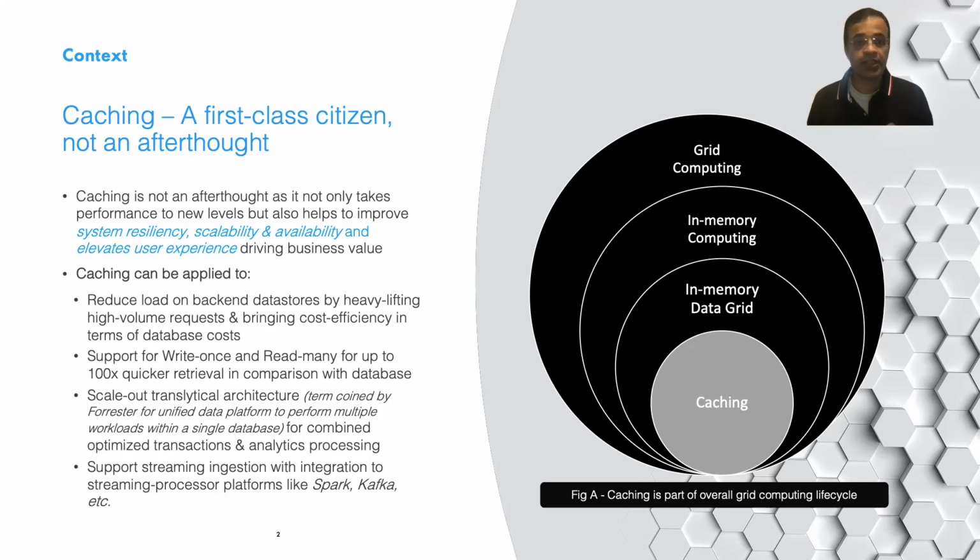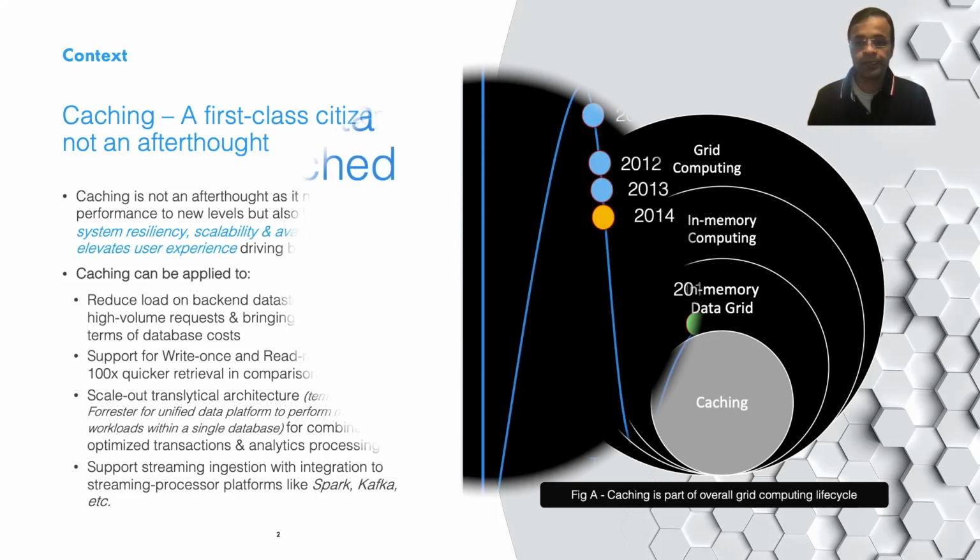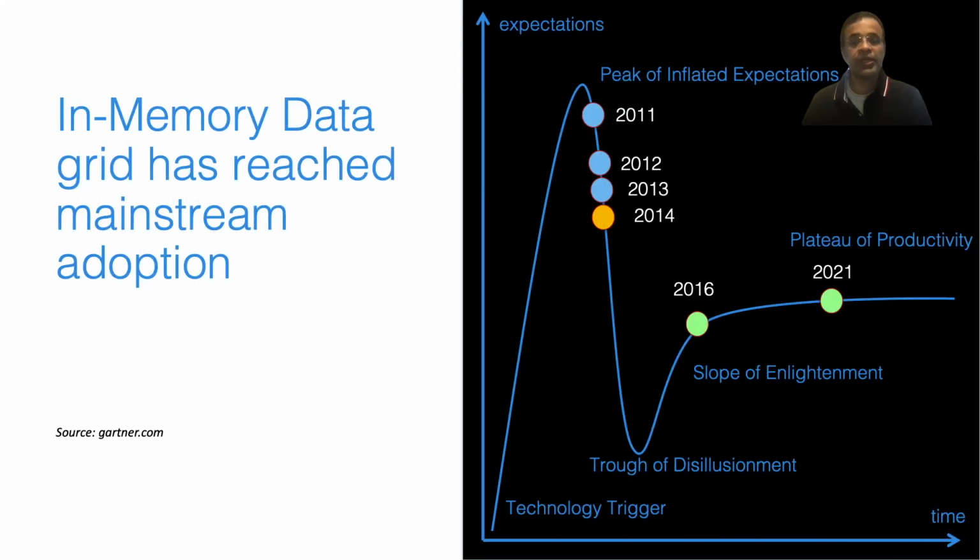So caching not only applies to just reducing load on your backend system, but also Forrester coined a term translytical architecture where we are basically saying using caching as a data platform. So the caching is evolving, and as you can see in the diagram, the caching has become the core concept. Around that, there is an ecosystem evolving in the form of in-memory data grid computing and all. So let's look specifically at in-memory data grid as a solution option.